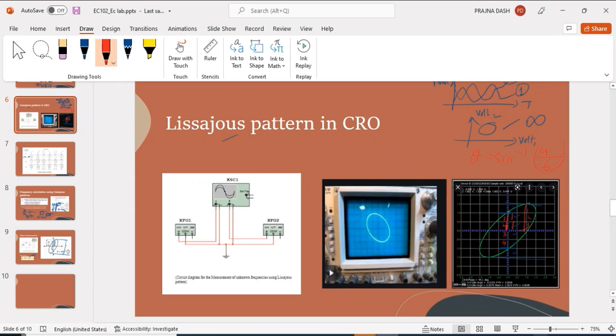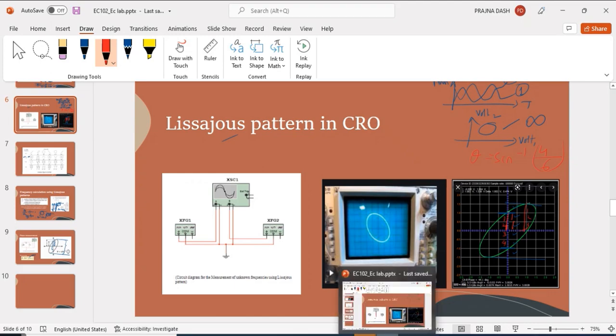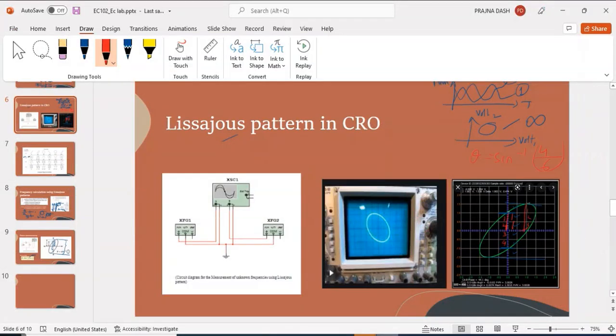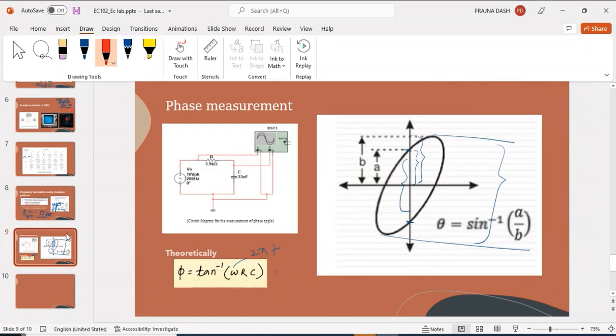Ma'am, I have a doubt in the phase diagram. Here, will the terminal connect after the capacitor, or before the capacitor? See, in this RC circuit, what is the output? Always the output you have to consider across the load. So here the load will be your capacitor.